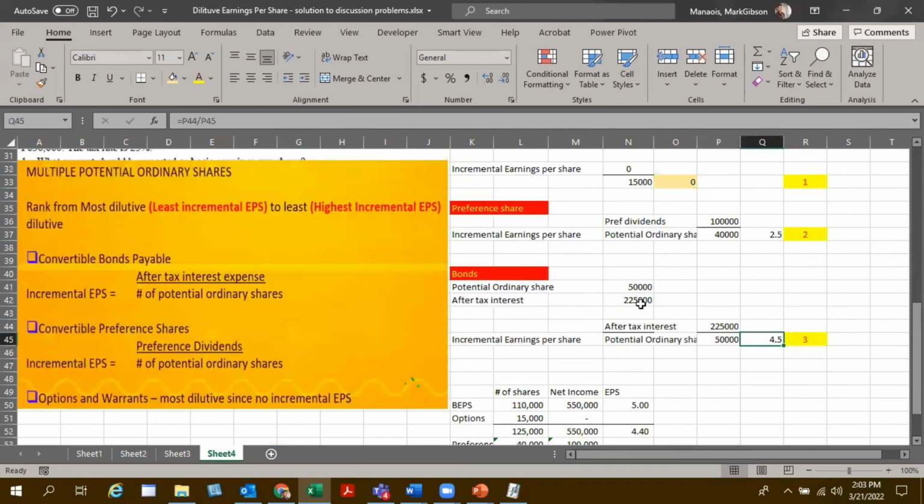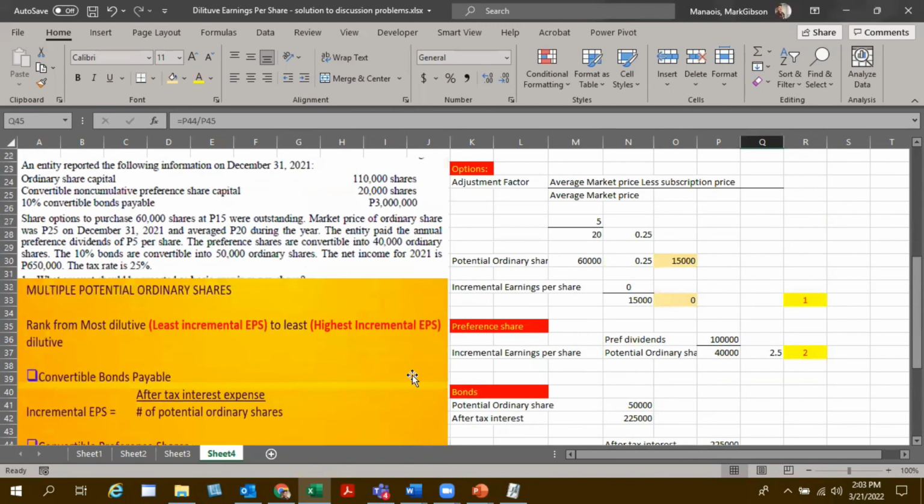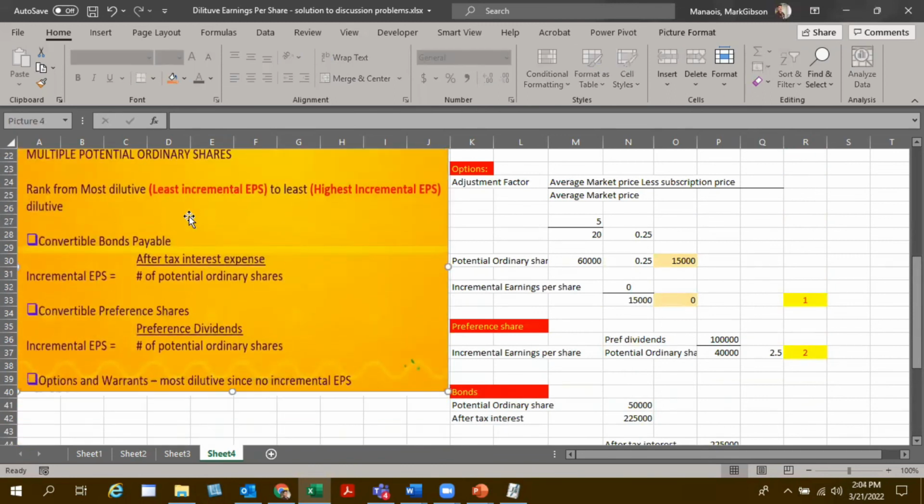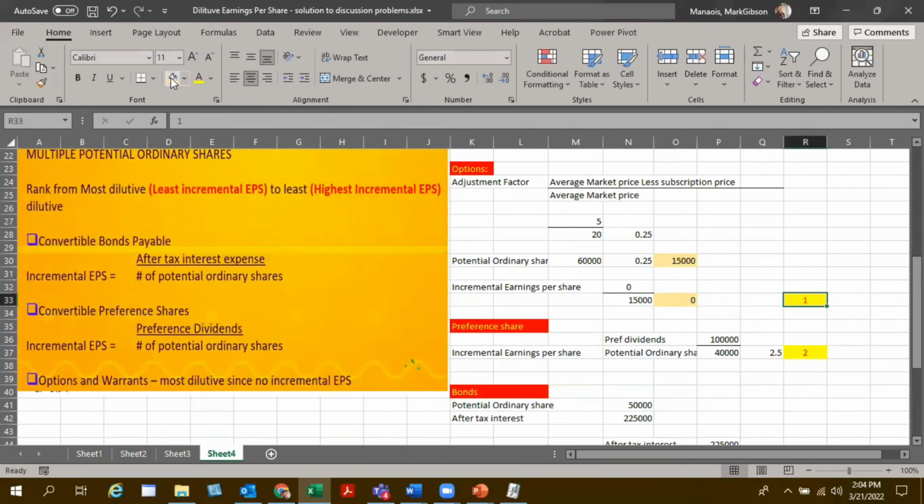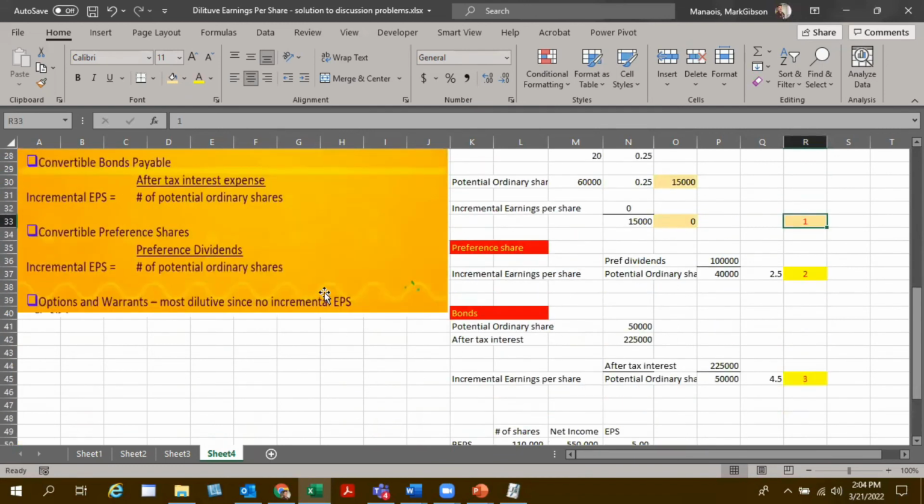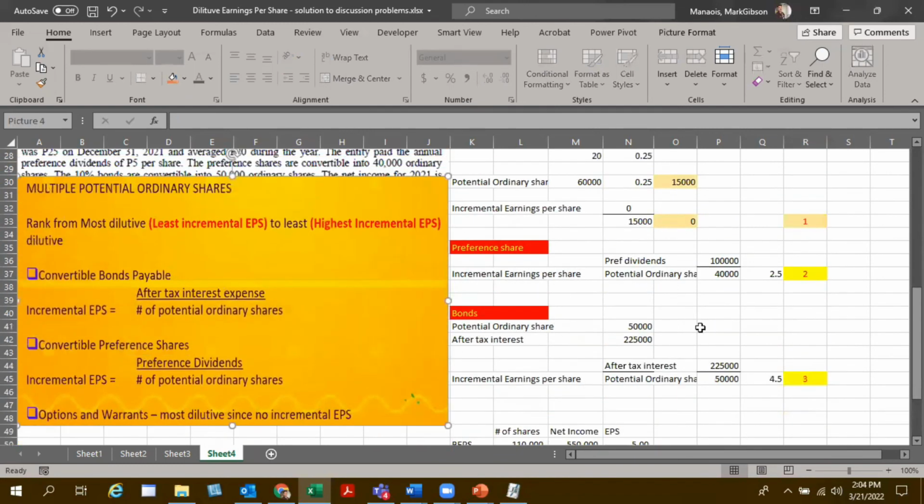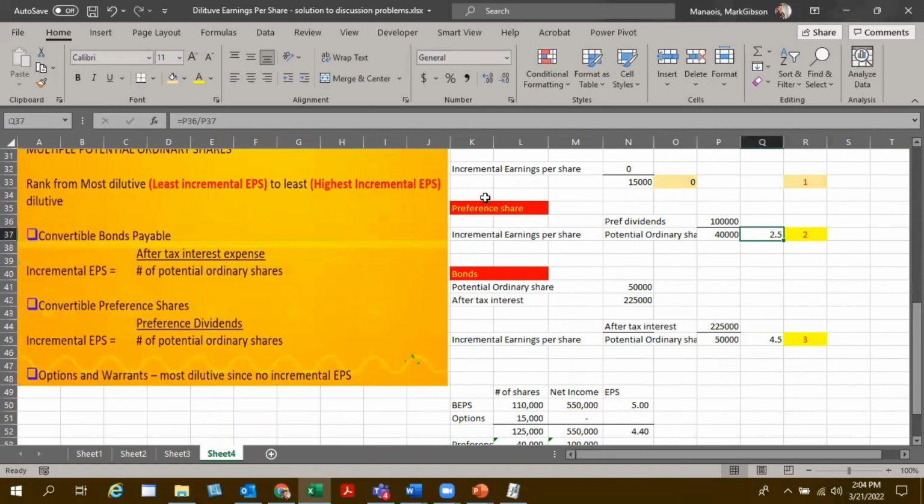Okay. So dahil na-establish na natin yung tatlo, di ba, ang requirement is we have to rank it. So sabi natin, rank number 1 would be option and warrant kasi ito yung least incremental EPS. Okay? Rank number 2, ano ba yung sumunod na mas mababa? 2.5. So preference shares rank number 2. Rank number 3 is bonds.